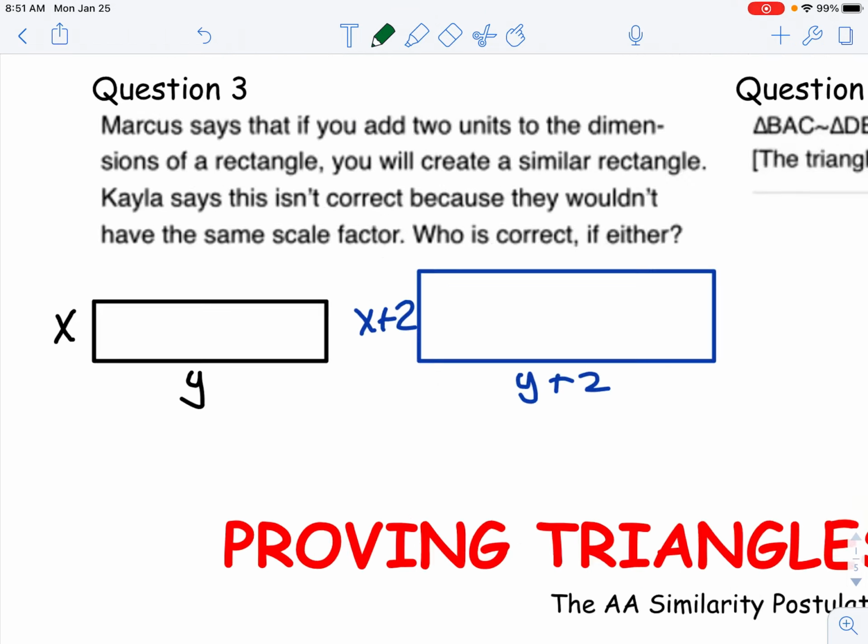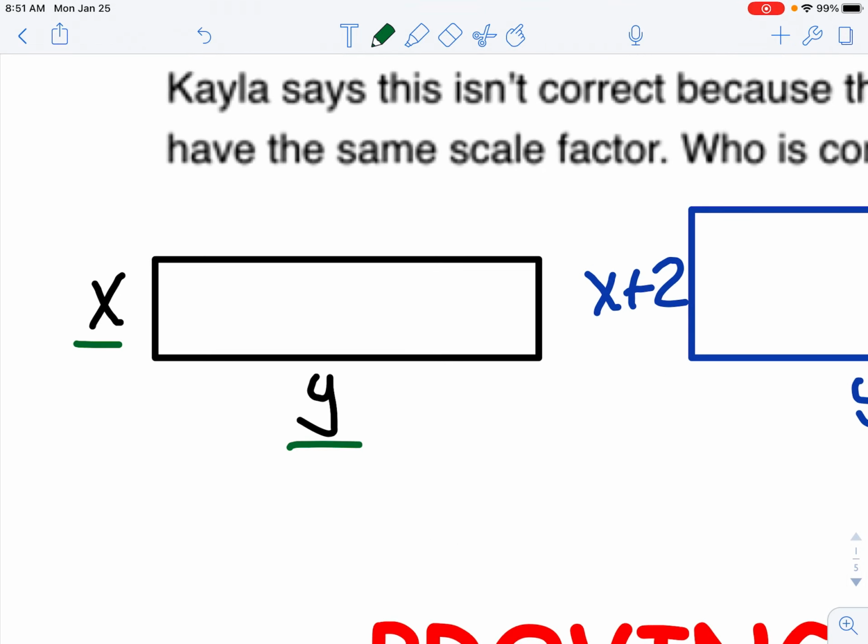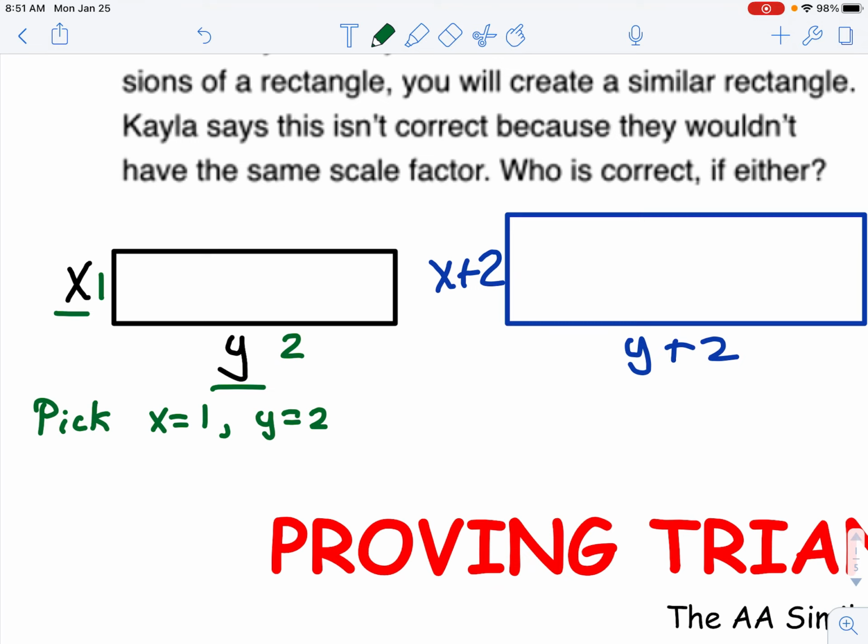When you're in doubt, just pick numbers. When we have abstract variables, like what's X? I don't know what X is. What's Y? I don't know what those are. Well, we're gonna pick some numbers to help us think about this. I'm gonna pick X to equal 1 and Y to equal 2 and see what happens. So if we have 1 to 2, then this is gonna make this side length 3 and 4.